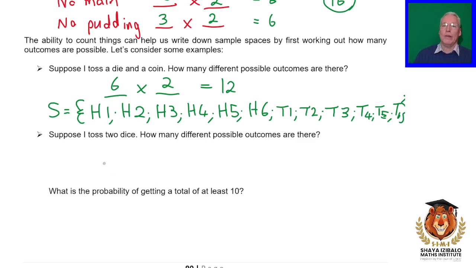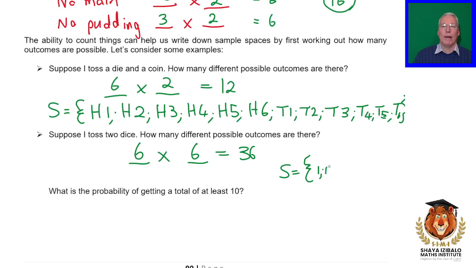Suppose I toss 2 dice. How many different possible outcomes are there? Well, on the first dice, how many things can happen? 6. On the second dice, how many things can happen? 6. There's a total of 36 things that can happen when we toss 2 dice. And I'm not going to write them all down, but I'm going to try and demonstrate why they're 36.